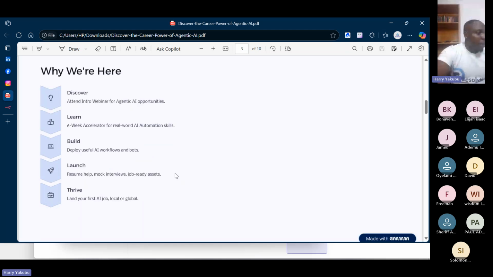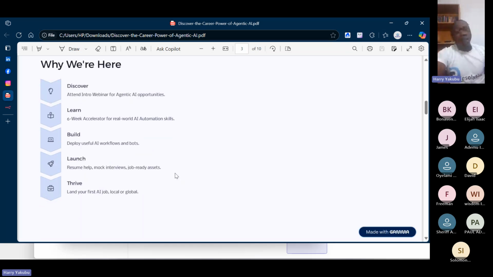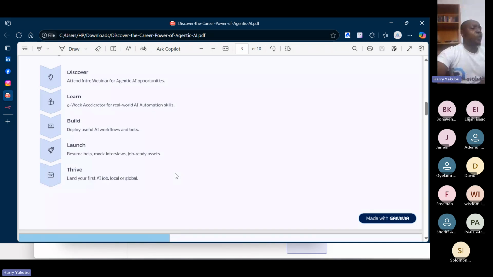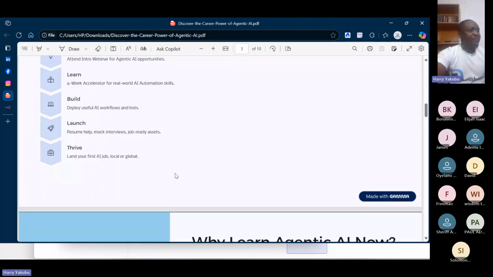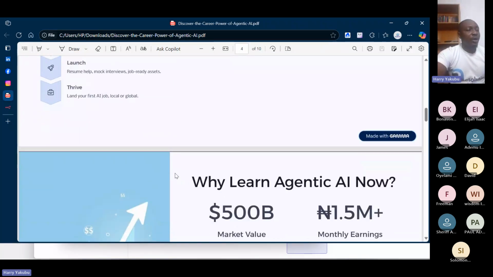Right. That being said, we expect that you build useful AI workflows and bots for different industries, which is something we'll be working through if you get into our 6-week accelerator program. And then we expect that you launch your resume. We teach you how to prepare for job interviews, how to become investor ready if you are building an MVP or a solution. We also teach you how to position yourself so that clients are coming after you, right? We also teach you how to land your first AI job, whether local or international.